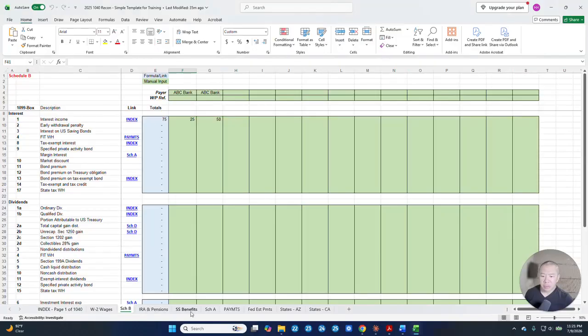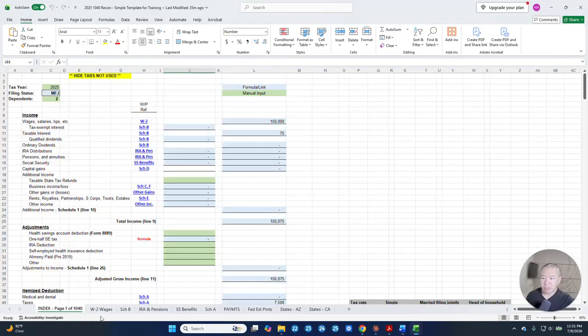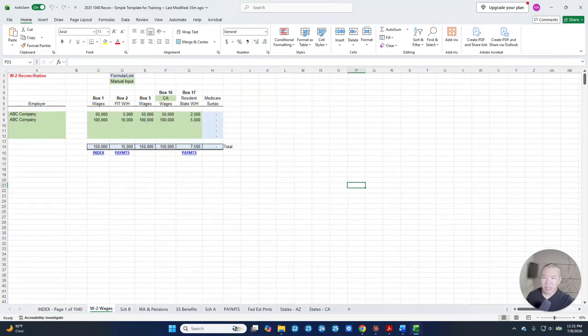So there's 10 tabs, but really you're only going to be using probably 8 of them. And so usually you're going to start off with W-2 wages. This assumes most people have them.